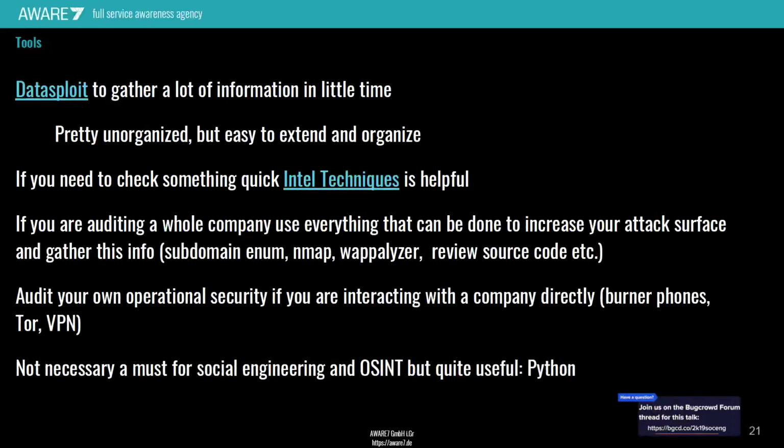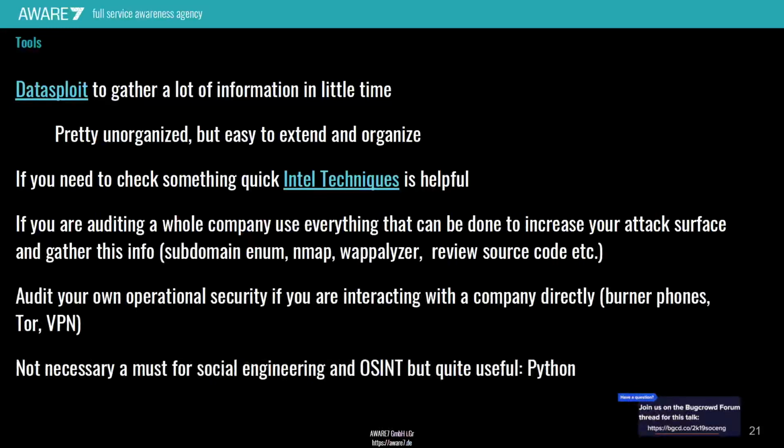So for example, we can dump every piece of information we find. If you're using Elastic, you can just put it in Elastic and then do some analysis on the data. If you need to check something real quick, Intel Techniques is really helpful because they provide a web page where you can put whatever kind of information you find. So maybe it's a domain, or maybe it's an IP you find, and then you can use Intel Techniques to get direct access to the best research, or not the best, but pretty good research sites.